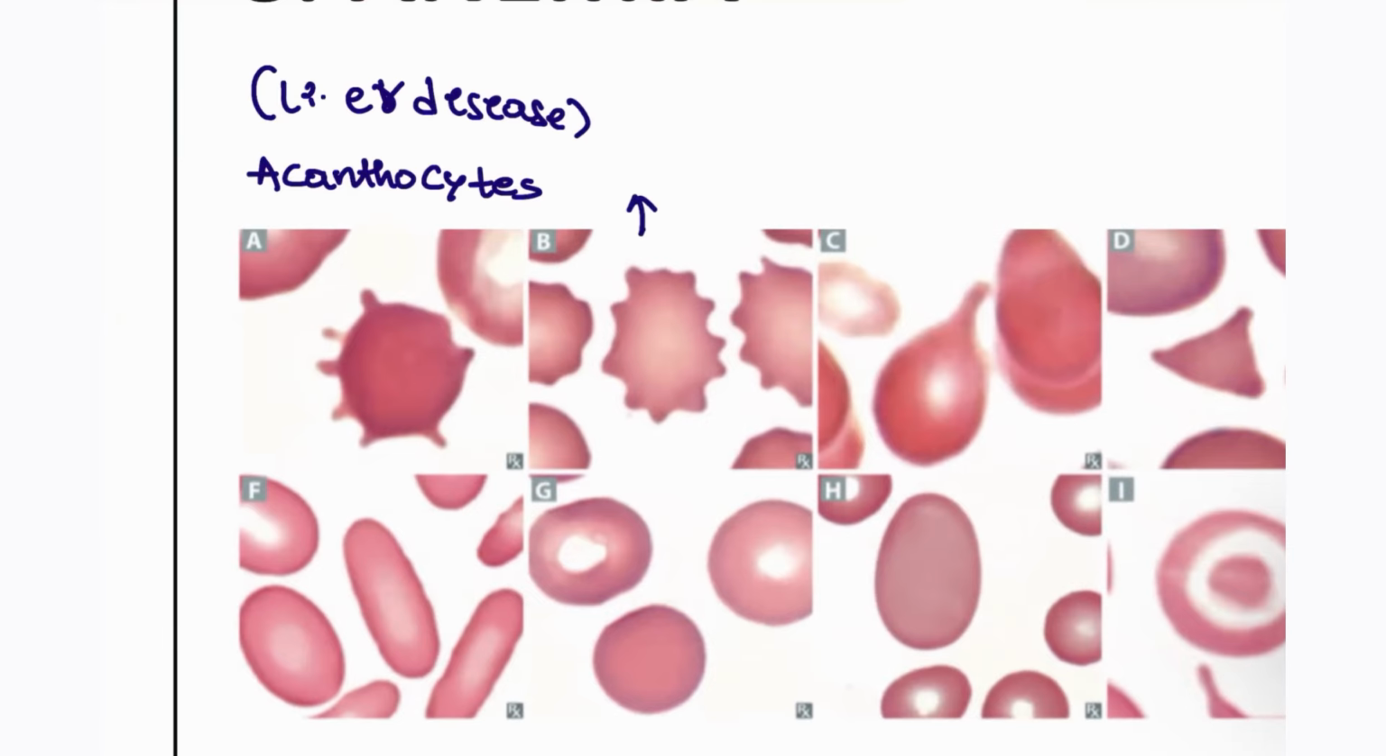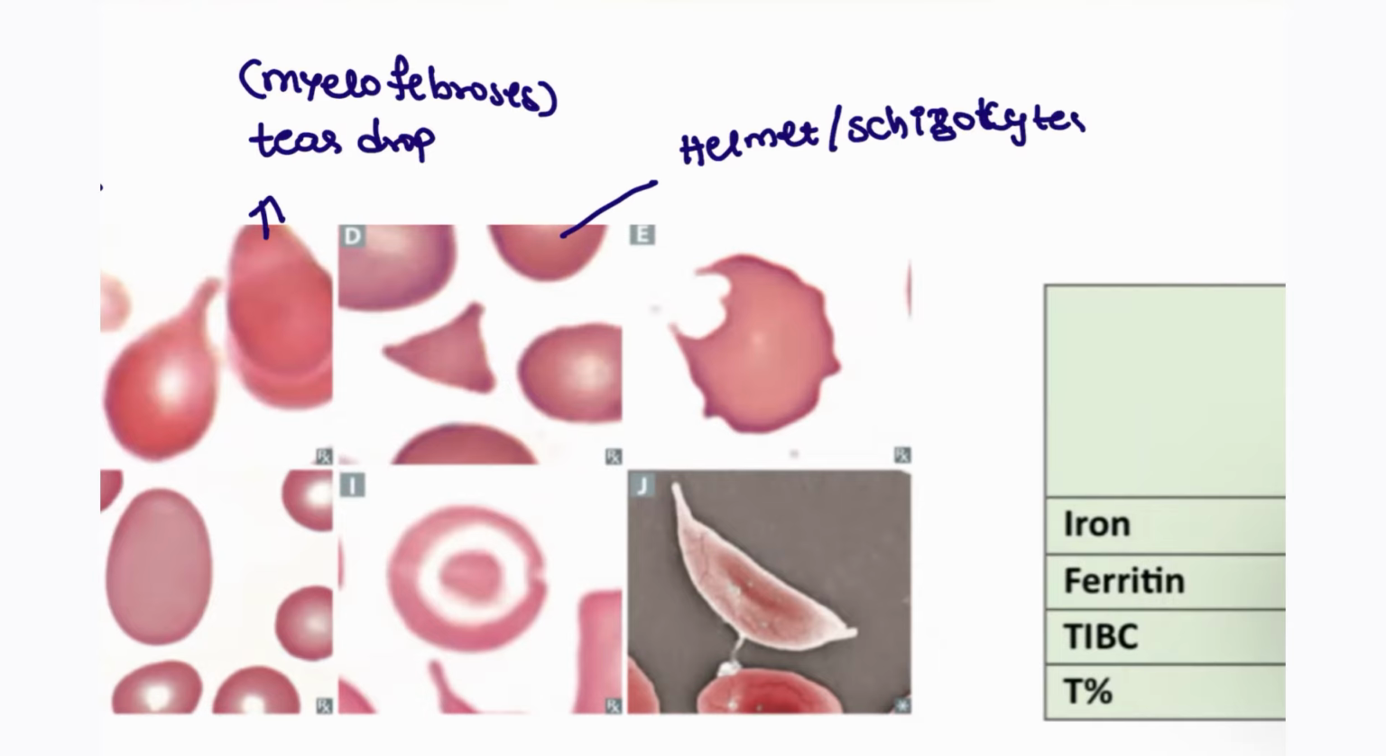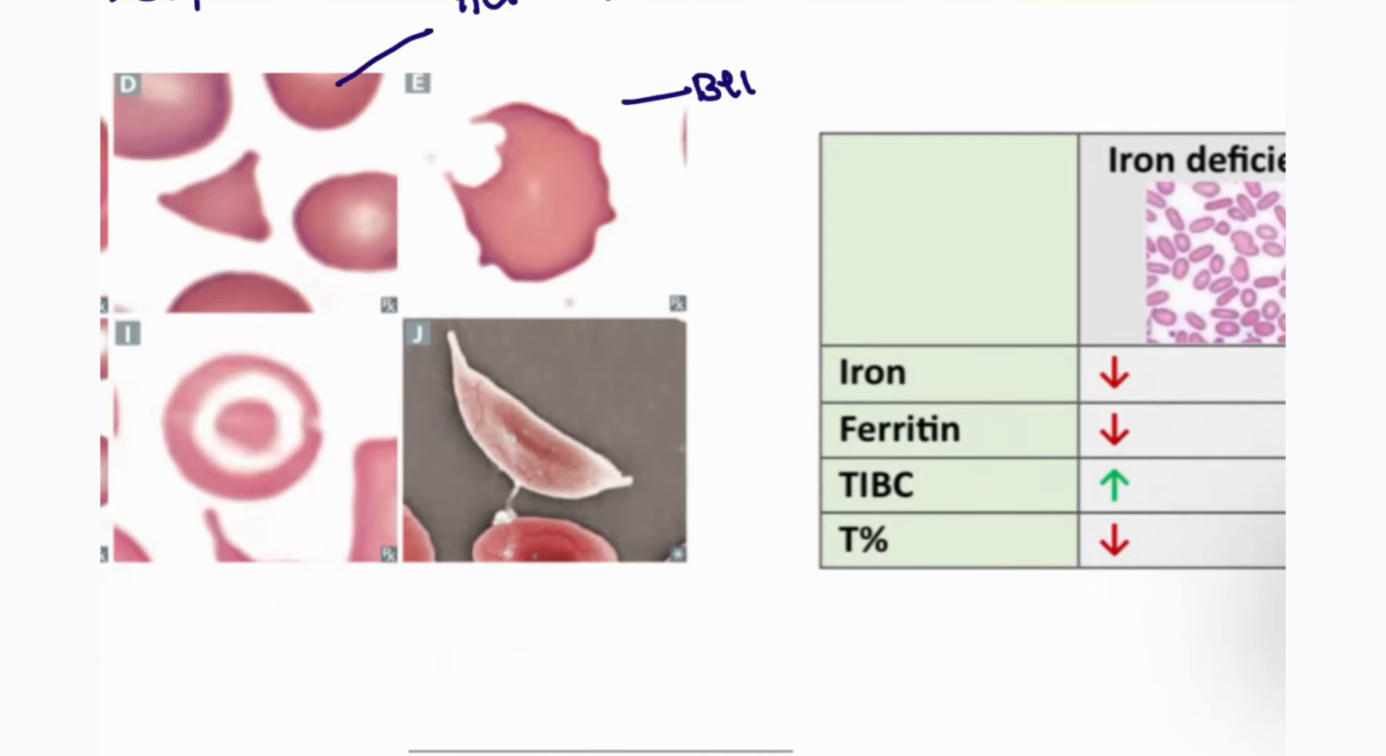Next, these are the teardrop cells, also known as dacrocytes, seen in myelofibrosis. Next, these are known as helmet cells, or schistocytes, seen in patients with HELLP syndrome in the pregnancy period, and also in DIC and autoimmune hemolytic anemia patients. Next, this is the classical picture of bite cells. Bite cells are seen in G6PD deficiency patients.